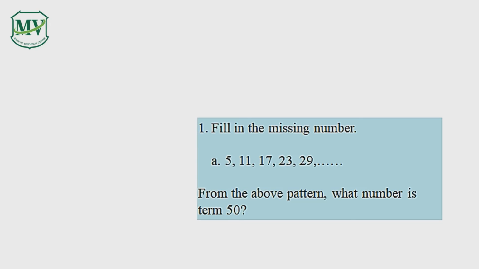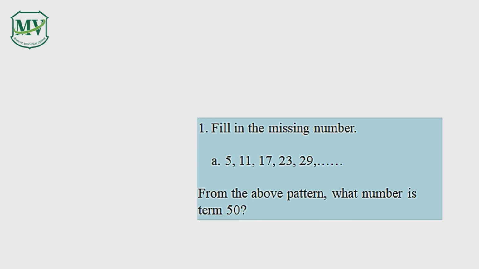Let's examine. Our first term is 5. Going to 11, we add 6. 11, going to 17, we add 6. 17, going to 23, we add another 6. 23, going to 29, we add another 6. So our pattern shows that in every number going to the next number, we need to add 6.